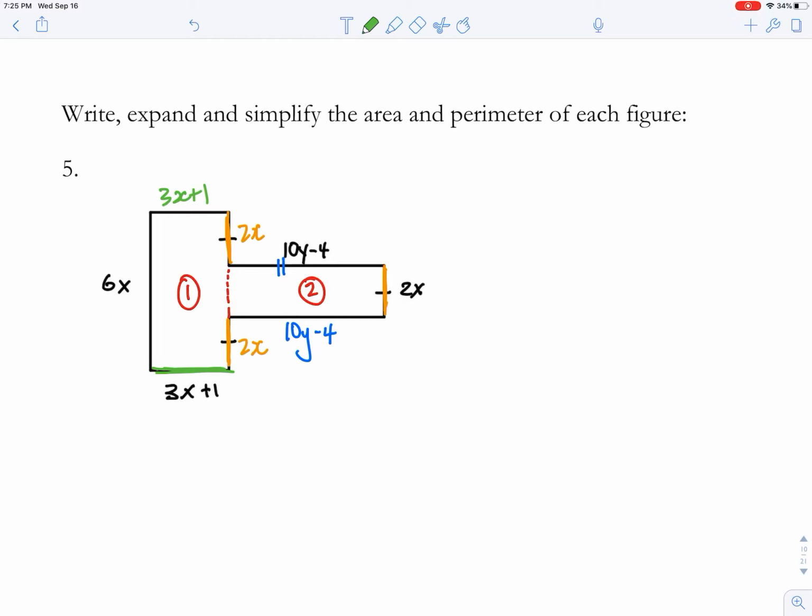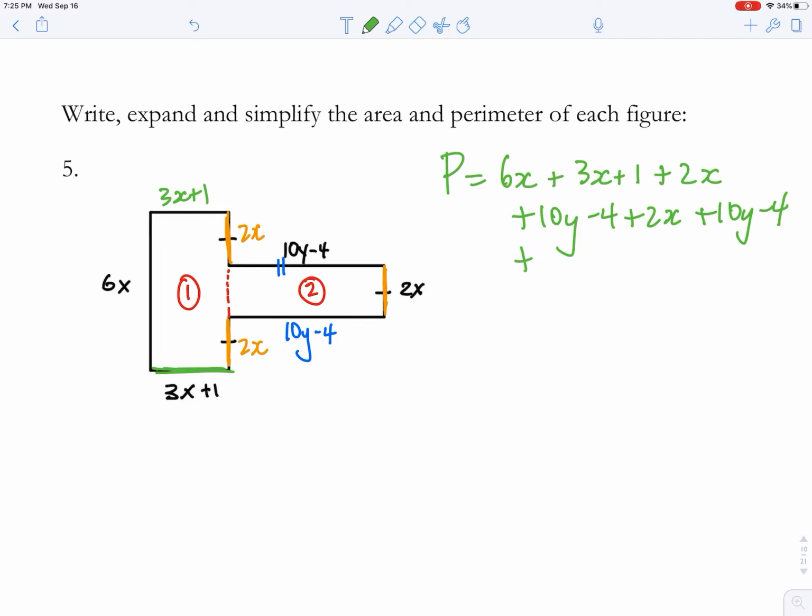So for the perimeter, we're going to add up the whole mess. So it's going to be 6x plus 3x plus 1. I'm going around the shape this way, and I'm going to go all the way around. 3x plus 1 plus 2x plus 10y minus 4 plus 2x plus 10y minus 4. And I keep going, plus another 2x, and I started here, plus 3x plus 1.